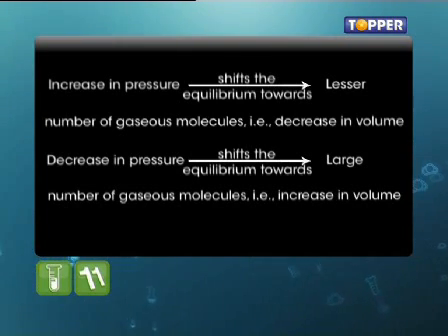If the pressure is decreased, the volume increases. So, the reaction where the number of moles increases will be favored. In this case, it will be the reverse reaction in which ammonia will get dissociated.